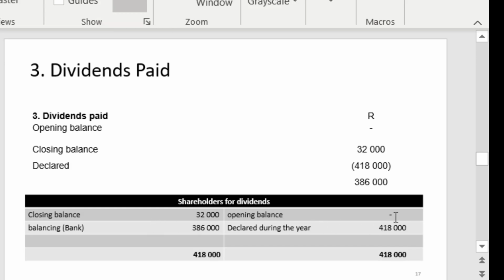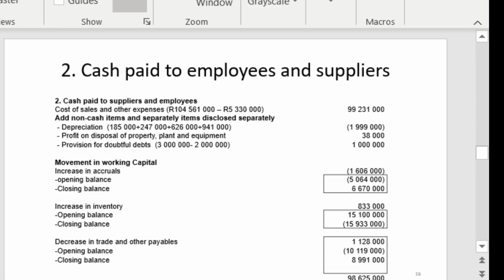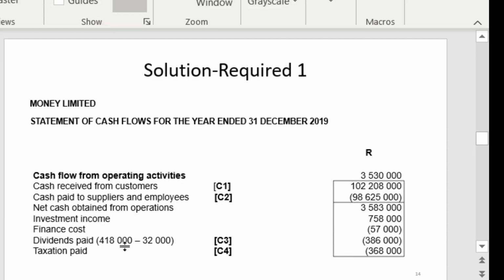As I've indicated, opening balance was 0. We saw that on the statement of financial position. Closing balance was 32,000. So the credit side is bigger, which is 418,000, and we balance it here, and the balance is the bank. In other words, the dividends that were paid during the year is 386,000, and the dividends will be disclosed under cash flow from operating activities. The amount of dividends paid, 386,000.